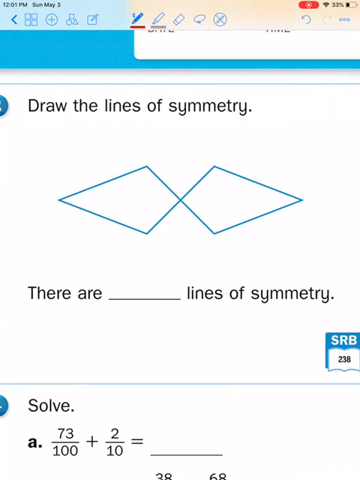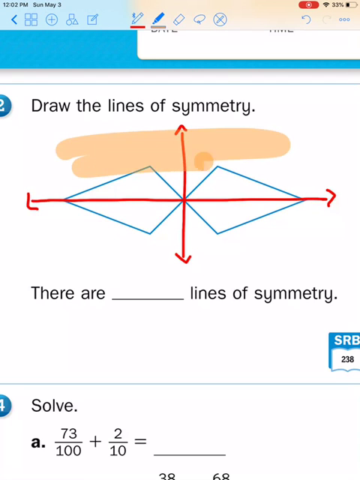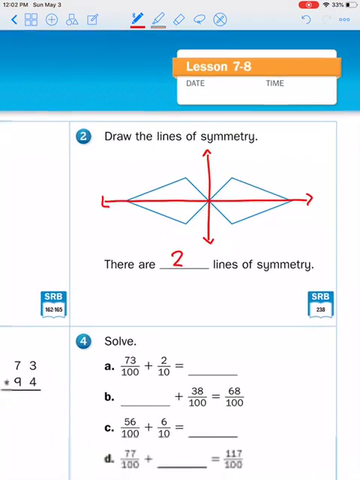Okay, 2, draw the lines of symmetry. So remember, symmetrical shapes means one side needs to look identical to the other side. Almost like they are mirror images of each other. So you can put a symmetrical line here. So this side would be the same as this side. You could also cut it completely in half. So now the top looks the same as the bottom. And those are your lines of symmetry. So there are 2 lines of symmetry for this shape.